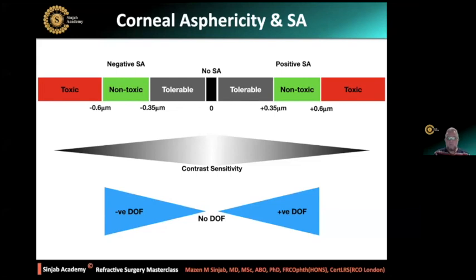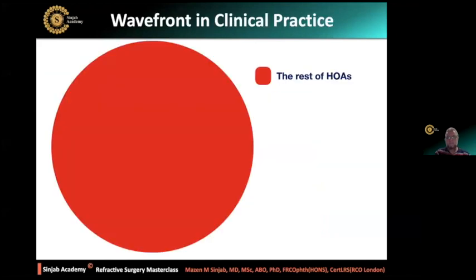Now we come to the depth of focus. As we saw in those videos, there will be no depth of focus if the spherical aberration is 0. The depth of focus increases with the increase of the spherical aberration. But to some extent, whenever the spherical aberration becomes toxic, then depth of focus will be very much affected, almost no depth of focus, because the image will be very blurred. Okay?